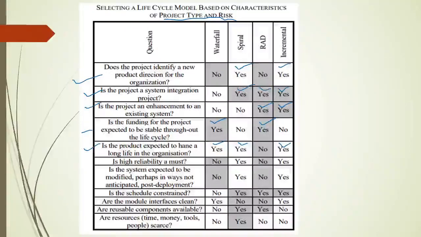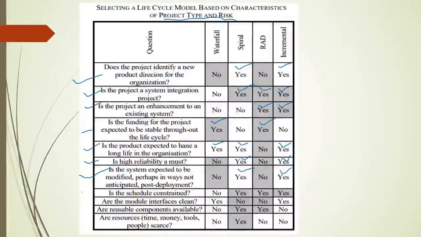Is high reliability a must? Okay, the project must have high reliability. Then go for the spiral model and incremental model. It means the project is used in a very important place and high reliability should be there. Next, is the system expected to be modified in ways not anticipated post development? If your system is going to keep on changing, then go for the spiral model or incremental model.